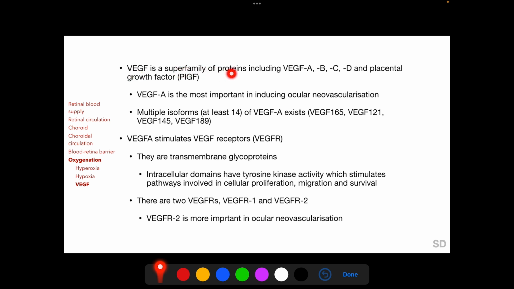VEGF is a superfamily of proteins, and VEGF-A is the most important in inducing ocular neovascularization. Multiple isoforms of VEGF-A exist. VEGF-A stimulates VEGF receptors, which are transmembrane glycoproteins with intracellular domains having tyrosine kinase activity, which stimulates biochemical pathways involved in cellular proliferation, migration, and survival. There are two VEGF receptors, VEGF-R1 and VEGF-R2, and VEGF-R2 is more important in ocular neovascularization.